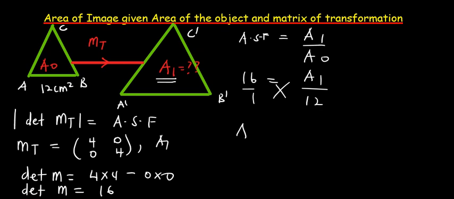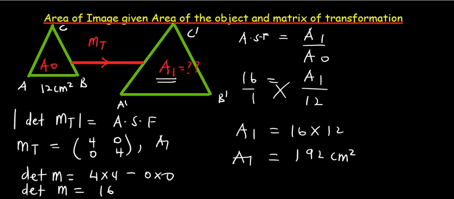So we cross multiply and get the value of A1. That is, A1 is equal to 16 times 12. Let's place our calculators together and obtain A1. That is 16 times 12, and the result is 192 square centimeters. Are we following? Good. Let's do example number 2.